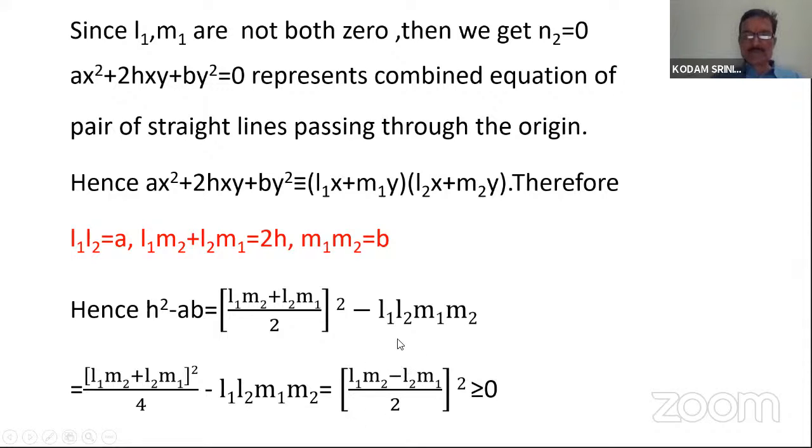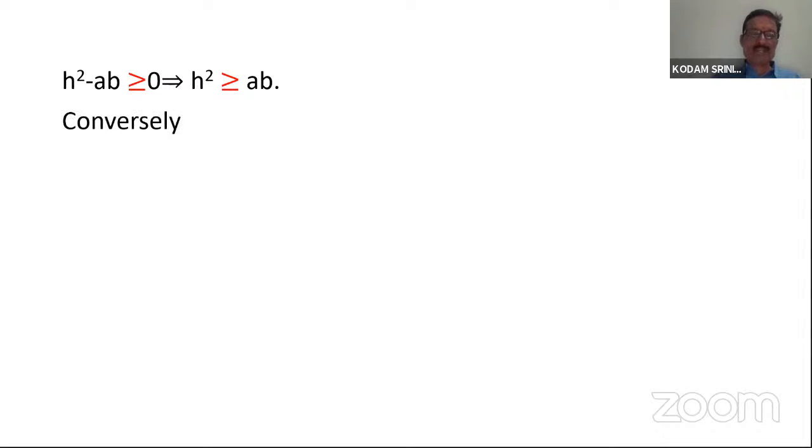Here (A minus B) whole square by 4 means what? We can write that ((L1 M2 minus L2 M1) by 2) whole square. So in this case, we got that H square minus AB value. Here the square of any number must not be a negative number. It may be 0 or greater than 0. So therefore we got that H square minus AB greater than or equal to 0, so we will get that H square greater than or equal to AB.